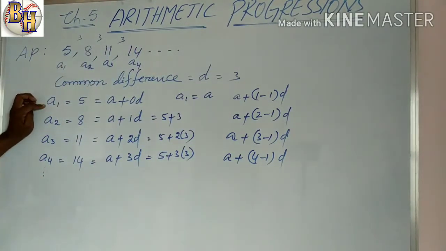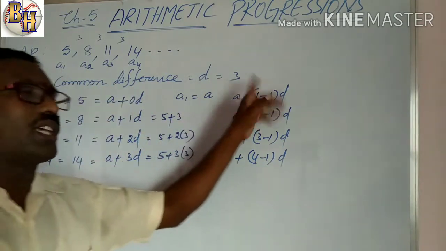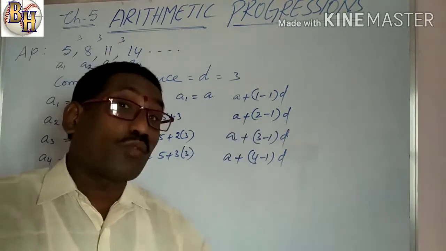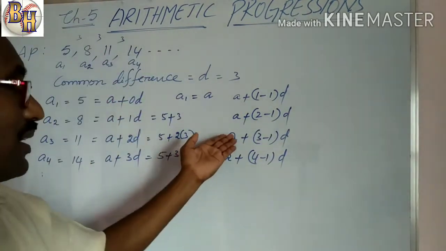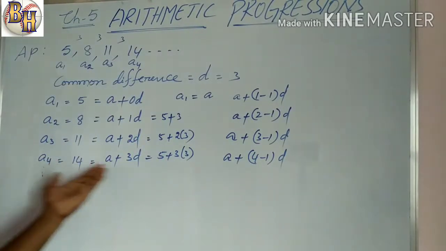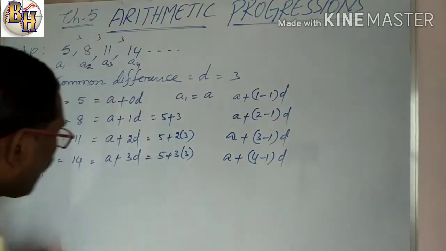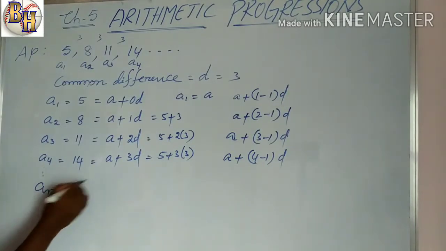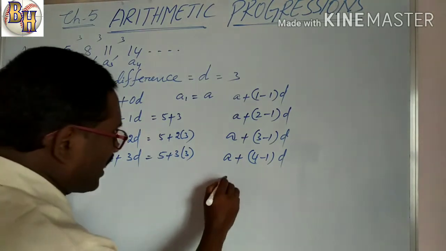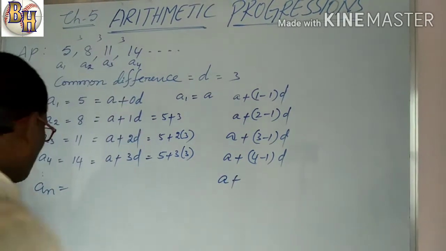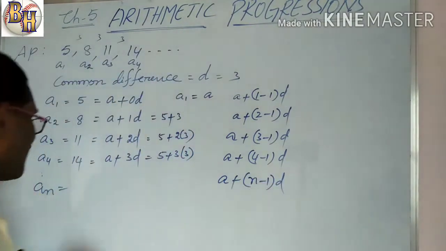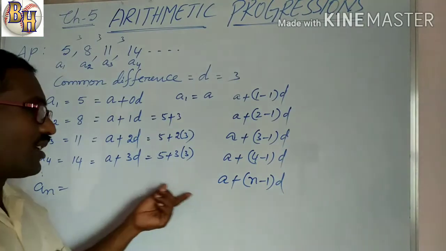What do you understand about this pattern? Suppose the first term means A, the first term how to write? A plus (1 minus 1) into D. Second term means A plus (2 minus 1) into D. Third term means A plus (3 minus 1) into D. Fourth term means A plus (4 minus 1) into D. Nth term means how to write? You tell me, nth term, how to write here? A plus, which term is that? Nth term means (N minus 1) into D. This is the nth term.